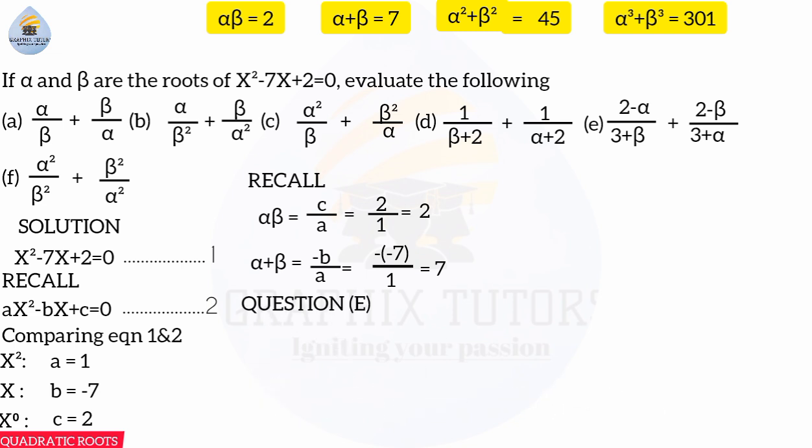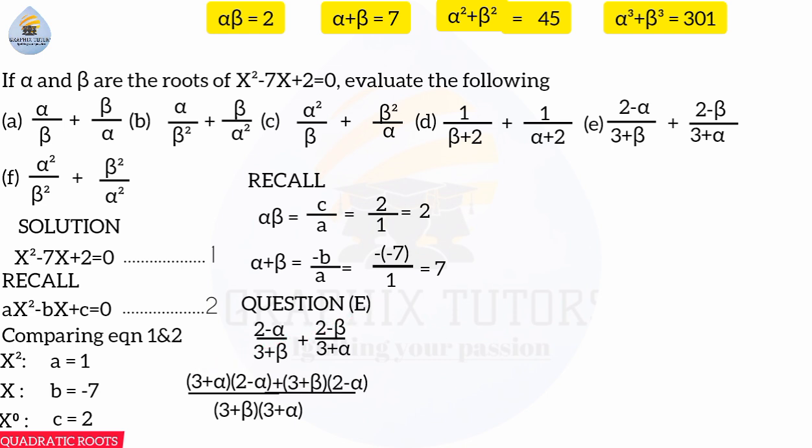For E here, it says to evaluate 2 minus alpha all over 3 plus beta plus 2 minus beta all over 3 plus alpha. You do the same thing. You get the LCM. LCM is multiplying the two denominators, and that will be 3 plus beta multiplied by 3 plus alpha. Now take this to multiply this. That is 3 plus alpha times 2 minus alpha plus 3 plus beta times 2 minus beta is what we have here, right? So from what we have here, you will now expand them.